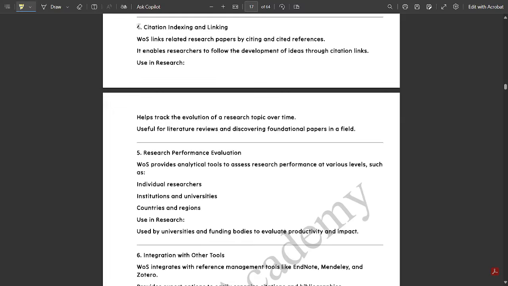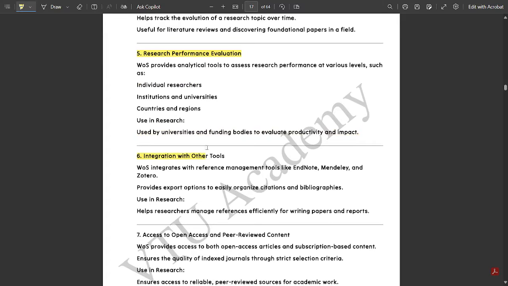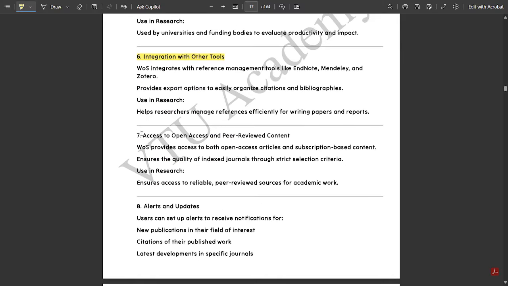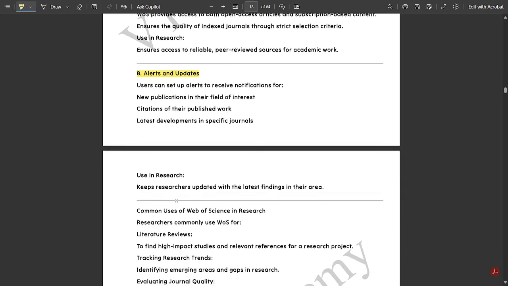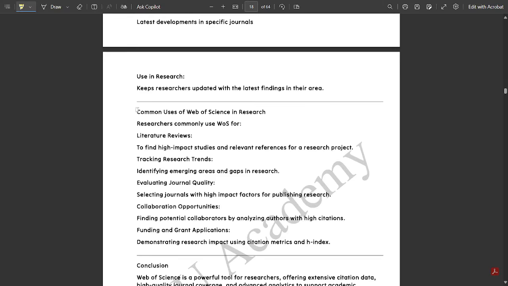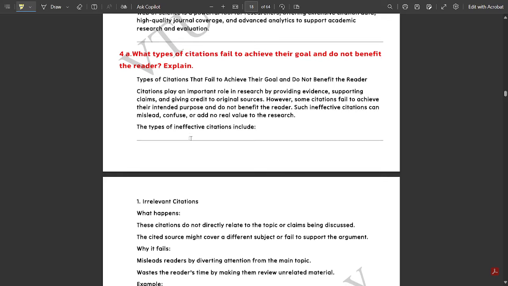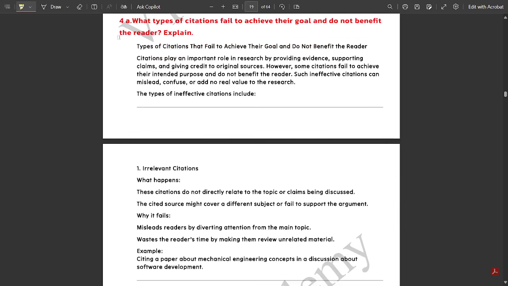Next we have citation indexing and linking. Similarly, we have research performance evaluation, integration with other tools, access to open access and peer reviewed contents, alerts and updates, and some of the common uses in web research are also given here. Go through it. So these were the key points which I have highlighted for that answer. Please go through it and try to write it.